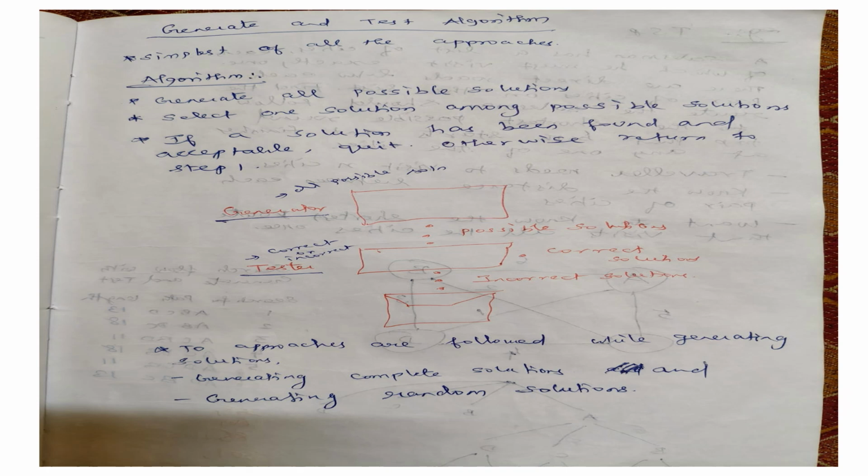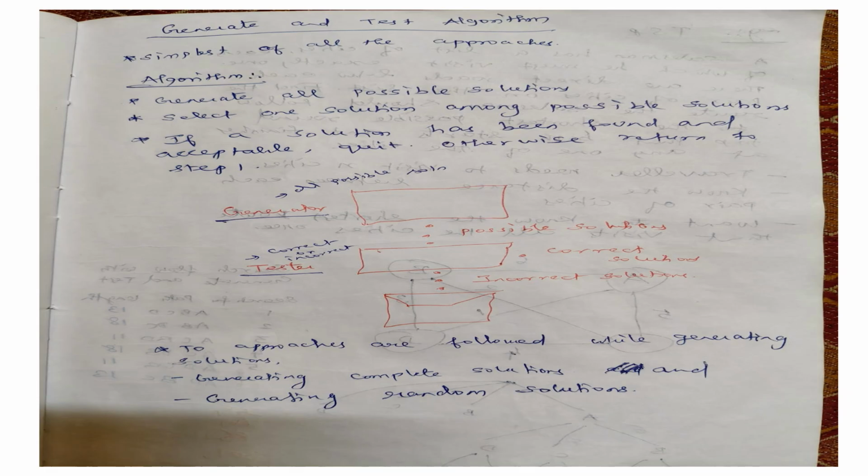For example, generating the entire route from the source to destination and checking if it is valid. Another approach is generating random solutions. Solutions are generated randomly, and each and every generated solution is tested. This continues until the correct solution is found. An example is randomly guessing a password and checking whether it is correct. The advantages are that it is very easy and simple to implement, and can be applied to many problem solving tasks.